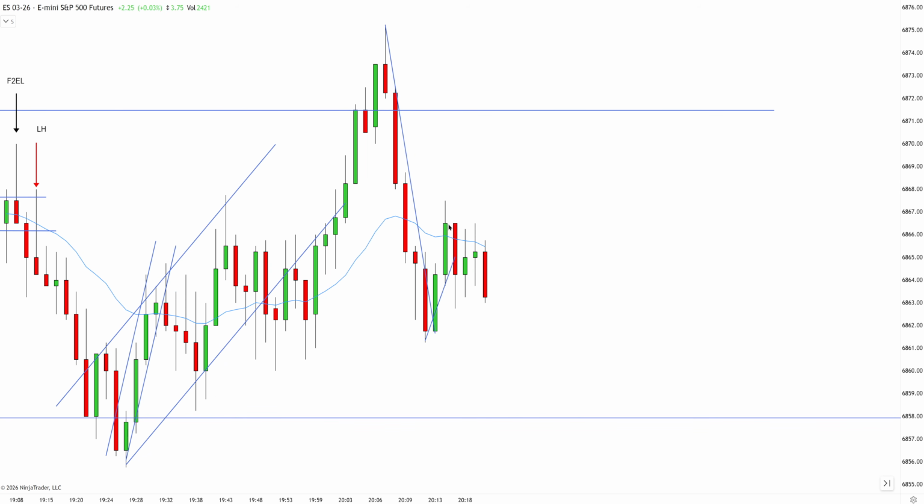Oh, and now you have a double hypervoltage setup. Counting from the top, it's a failed second entry long. Counting from the low, it's a second entry short. You like double hypervoltage setups, much higher win rate. But the bar is super weak. This bar is really, really weak. Bearish doji. I didn't take it. I just didn't like the weak bar.